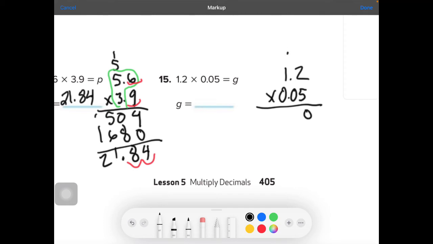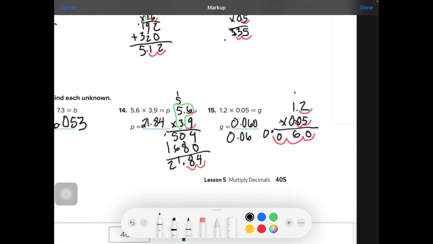5 times 2 is 10. 5 times 1 is 5, plus another 1 is 6. And we're not going to do the zeros because they don't really give us much help. But we are going to count over 1, 2, 3. We're going to add a placeholder and another placeholder there. So then our answer is going to be 0.060. Or you can just put 0.06 and it would mean the same answer.